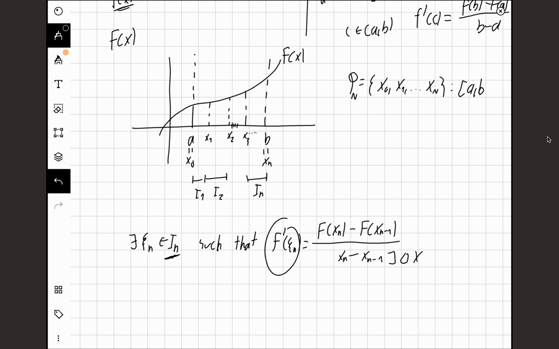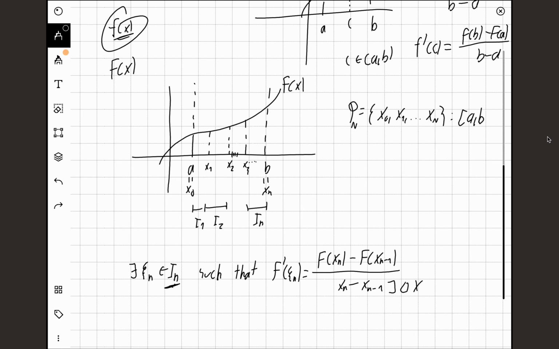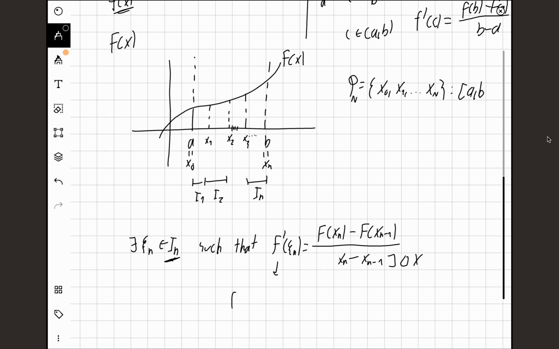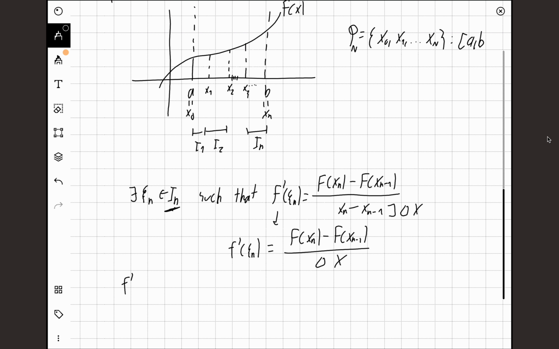Well, what is the derivative of our function? We said that we found this special function such that its derivative actually equals the function f of x, which we're kind of studying. So we know that this is the same thing as just saying the derivative of F at the point epsilon n, and now this equals F of xn minus F of xn minus 1 over delta x, and now I can multiply by delta x on the other side. So what I get is that f of epsilon n times delta x equals our antiderivative function, capital F of xn minus F of xn minus 1.